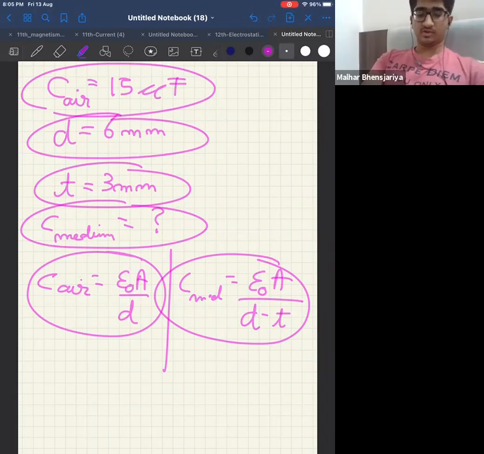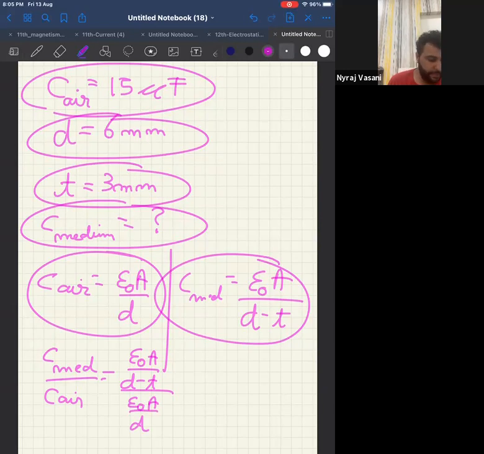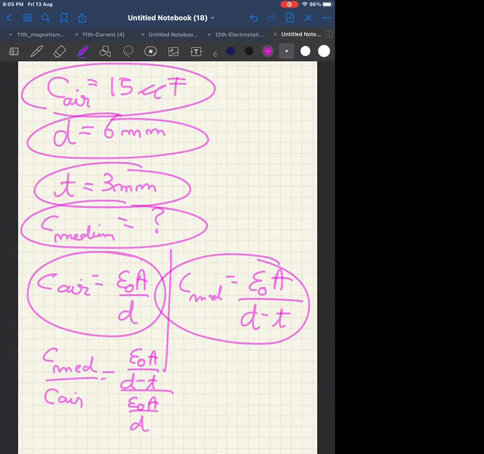C of medium upon C of air will be better because I want C of medium, correct? Now, if I do C of medium upon C of air, I will get epsilon naught A divided by D minus T upon epsilon naught A by D, correct? Tell me, what will I get? D by D minus T.